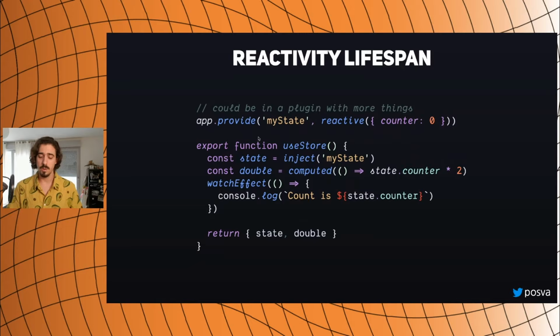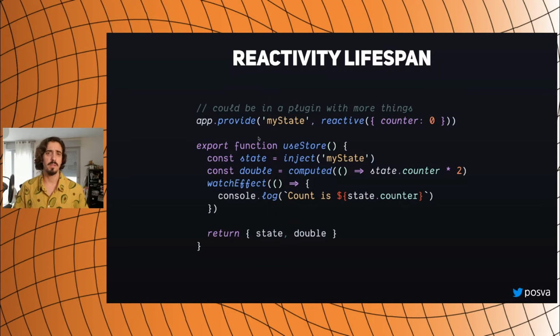And one of the easiest ways to make sure that it also works in server-side rendering is to use app.provide. So we provide something at the level of the app. Here I'm using my state as a key, but most of the time I recommend you use a symbol to not collide with anything else. And then I'm just passing this reactive state like that.